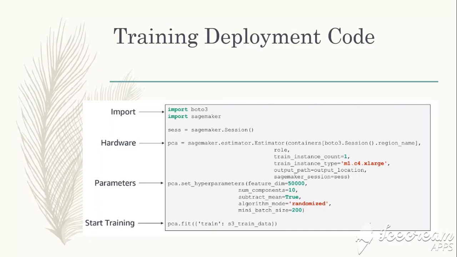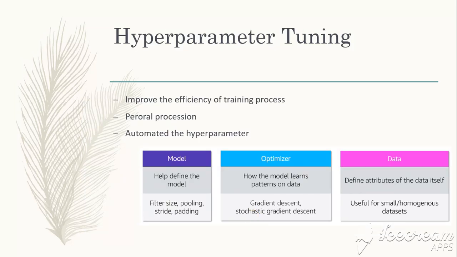In the deployment stage, you have to specify the deployment information: what libraries you are going to import, and where it is going to be run. It means your instance information and other parameters and training information as well. Hyperparameter tuning means that by changing your parameters, you can improve the efficiency of your training process.